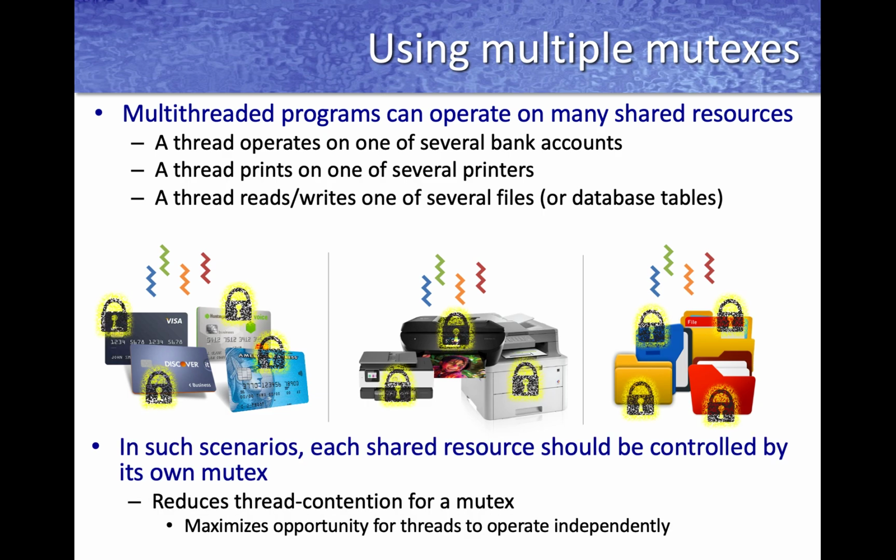Instead, what we need to do is every resource should have its own lock. So here, three threads can be simultaneously printing on three printers. Four threads can be simultaneously operating on four different bank accounts. Same way, threads could be operating independently on independent subset of files. And in these scenarios, each shared resource is controlled by its own mutex, and this reduces thread contention for mutexes and hence maximizes opportunities for threads to operate simultaneously and independently, thereby increasing the overall performance of the program.